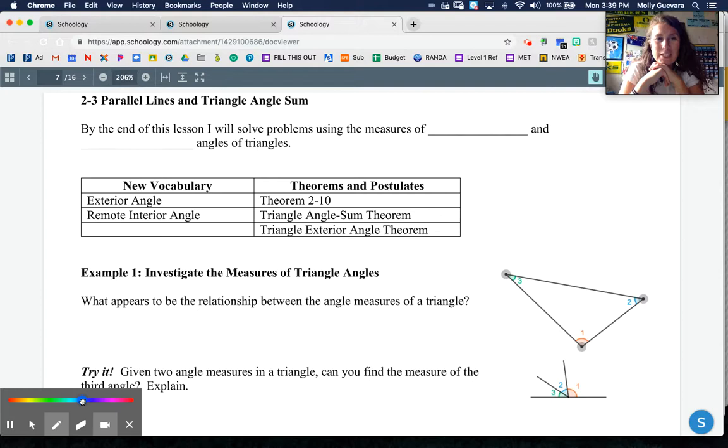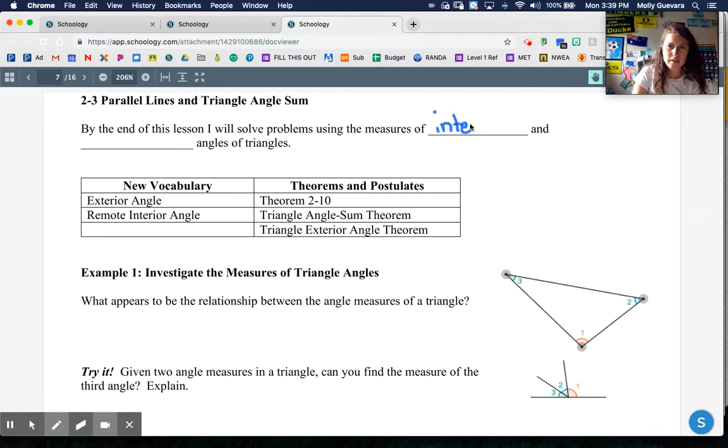So our objective for today is by the end of this lesson, I will solve problems using the measures of interior and exterior angles of triangles. So angles that are on the inside of triangles, right, interior, and angles that are on the outside of the triangles, so exterior, okay? So we have a couple new vocabulary right now. We're going to talk about exterior angles and then remote interior angles, which is a special type of interior angle. And then we have three theorems, theorem 2-10. We have the triangle angle sum theorem, and then the triangle exterior angle theorem.